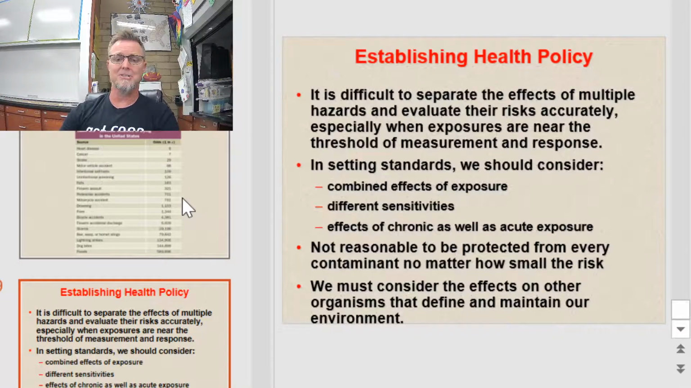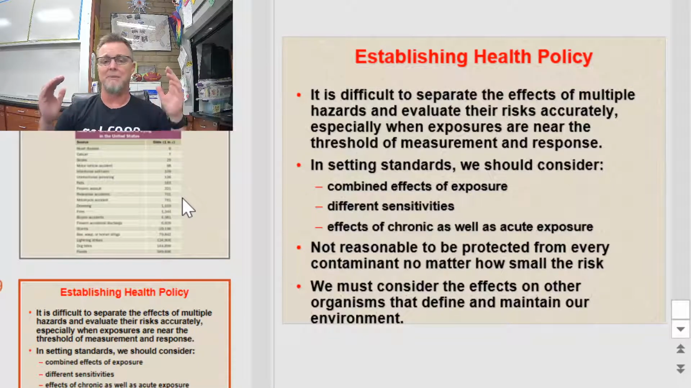All right, ladies and gents, I hope you've learned tons about toxicity, about the fate of these chemicals in the environment, what they can do to people, what they can do to lower life forms. This has been huge and informative.